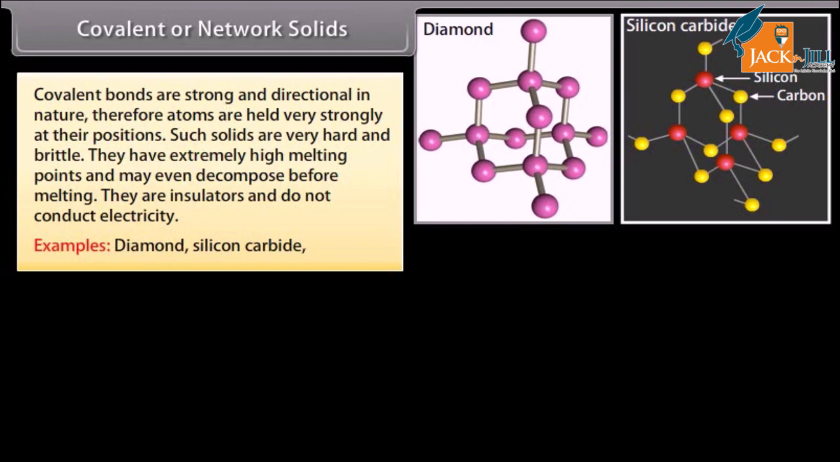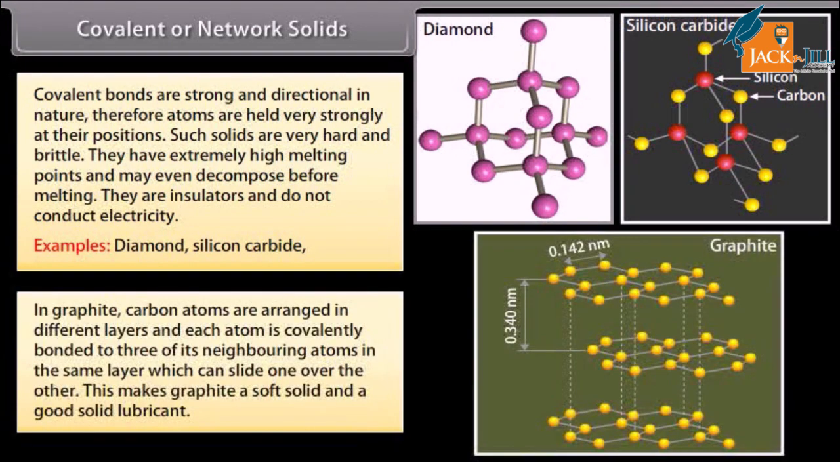Examples: diamond, silicon carbide. In graphite, carbon atoms are arranged in different layers, and each atom is covalently bonded to 3 of its neighboring atoms in the same layer, and the layers can slide one over the other. This makes graphite a soft solid and a good solid lubricant.